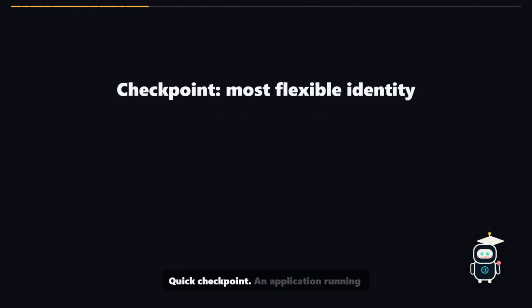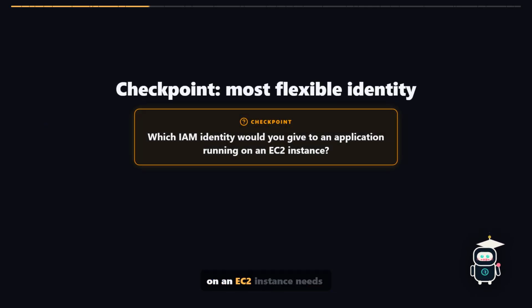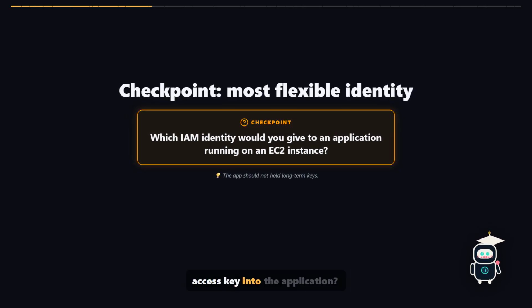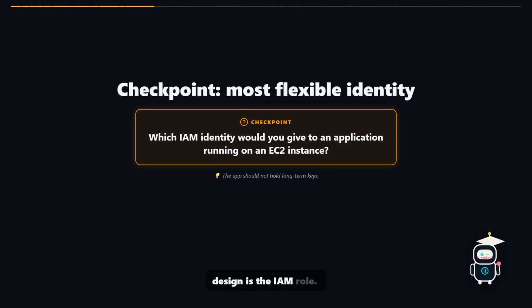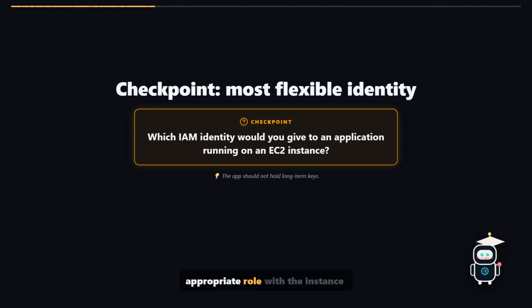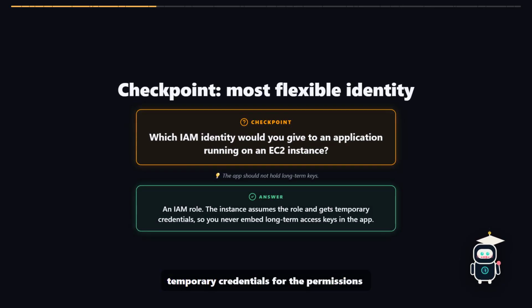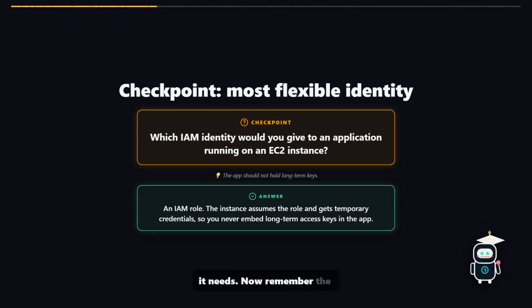Quick checkpoint. An application running on an EC2 instance needs permission to read objects from an S3 bucket. Should you hard-code an IAM user's long-lived access key into the application? Or should the workload use an IAM role? The better design is the IAM role. For EC2, you associate the appropriate role with the instance, so the workload can obtain temporary credentials for the permissions it needs.